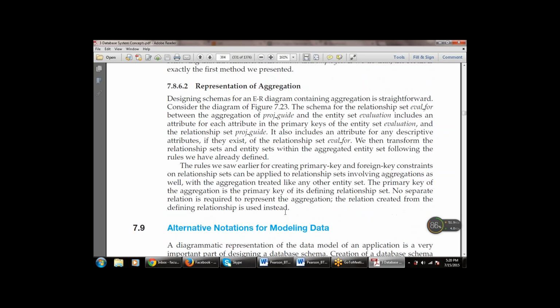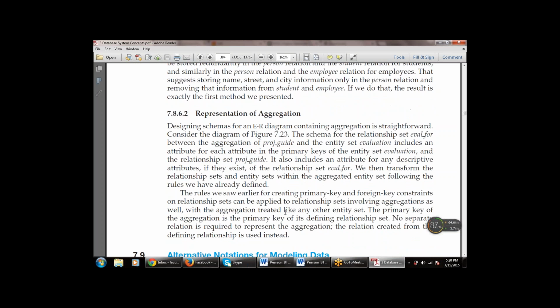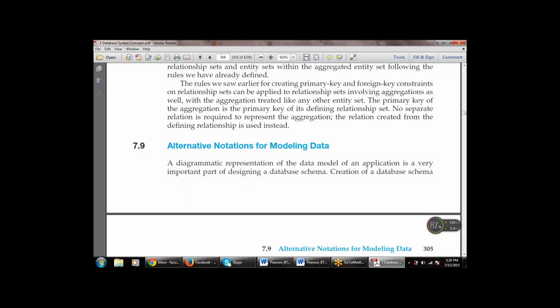Now next is how to represent the aggregation. The aggregation will be represented by using the evaluation method and the project guide.